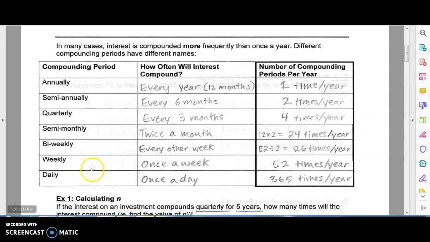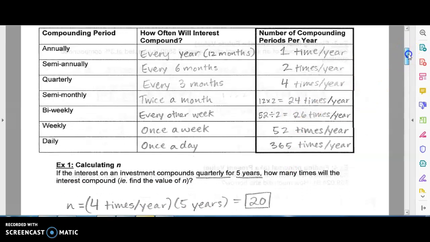And if you ever see the word daily, that means every day, and we'll assume it's not a leap year. So that means it's compounded 365 times in a year. Okay, we are more concerned with this last column because this is the number that you're going to be using in the formula. Please familiarize yourself with what each of these words refers to in terms of how many times interest is compounded in a year.